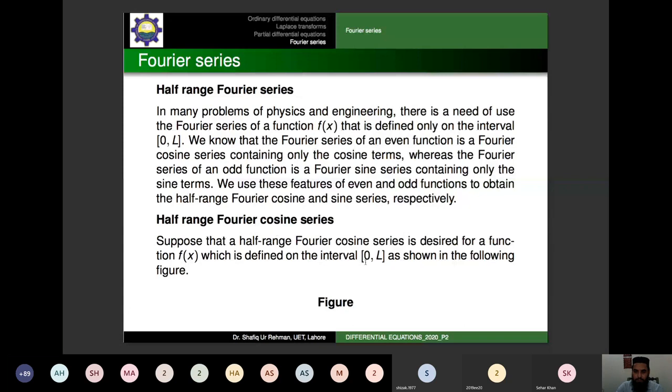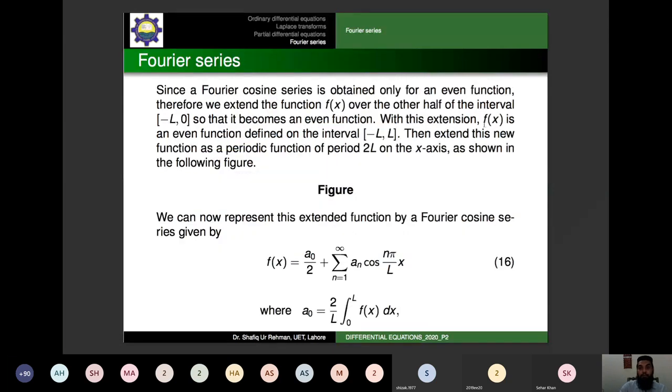The interval is given from 0 to L with a certain portion of the graph f of x. We extend this function over the other half of the interval from minus L to 0. So in this way, with this extension, f of x is going to be an even function which is going to be defined over the interval from minus L to L. So this is all. A periodic function with period 2 pi will be observed.